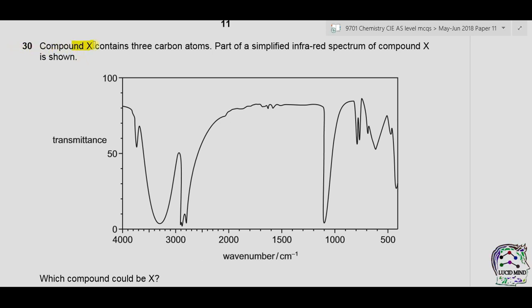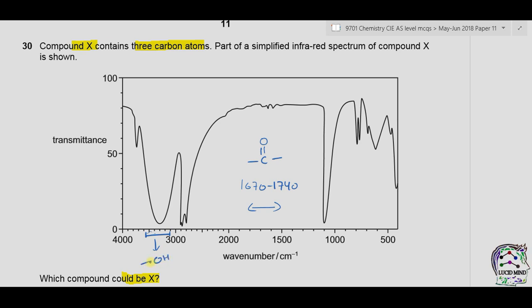Question 30. Compound X contains 3 carbon atoms. Part of the simplified IR spectrum of compound X is shown. Which compound could be X? In this spectrum, we can see that there is no peak present between 1670 and 1740, which means the carbonyl group is absent. So when the carbonyl group is absent, it must not be an aldehyde, ketone, carboxylic acid or ester. Second, we can see that the peak is present between 3200 and 3600, which is the peak for an alcohol group.